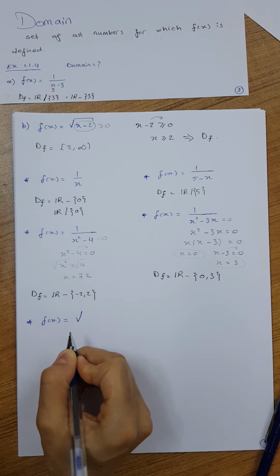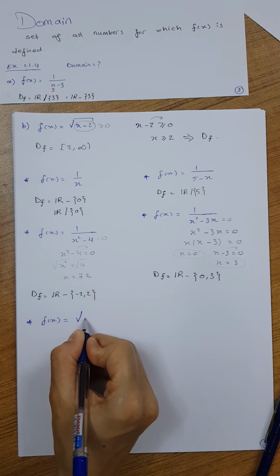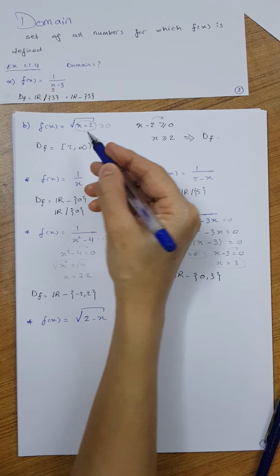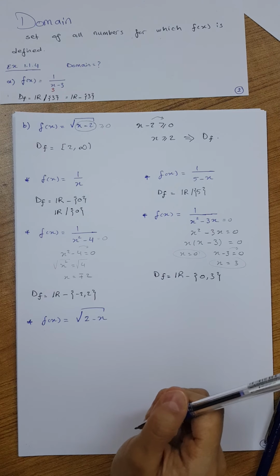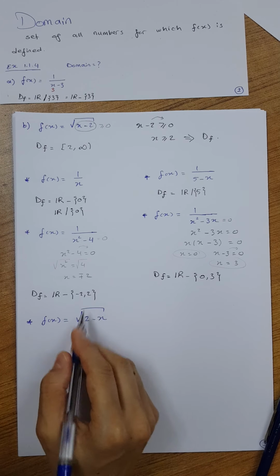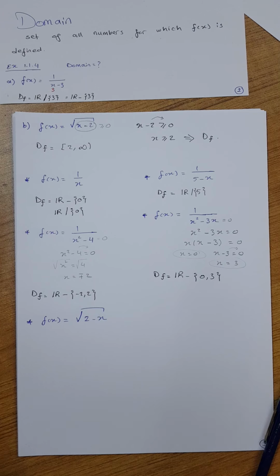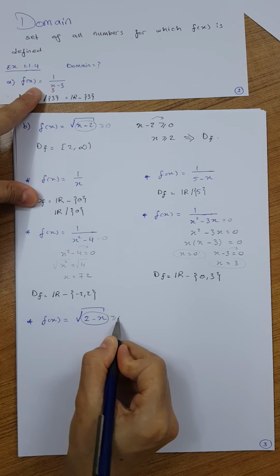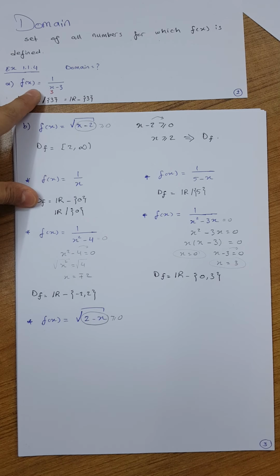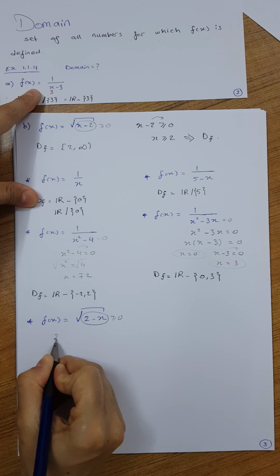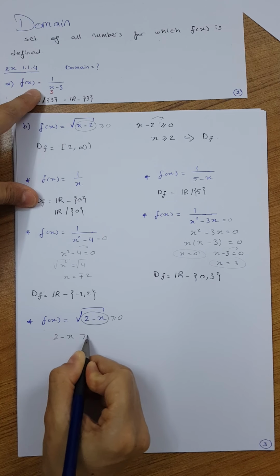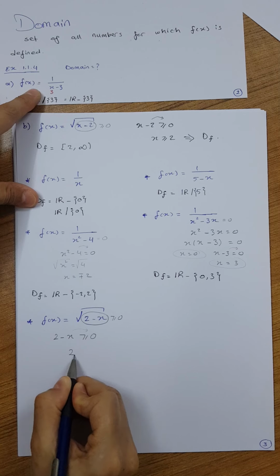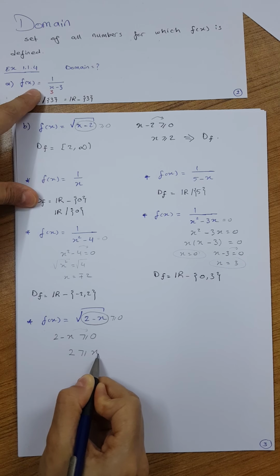f of x is equal to, for example, let's say the square root of 2 minus x. Look here, in the above example I had x minus 2; here I'll give you 2 minus x. Whenever you see a square root, how will we solve that question? We will say the underneath of the root must be something greater than or equal to 0. Okay, so I will solve this one: 2 minus x is greater than or equal to 0. I'll take x to the other side, so 2 is greater than or equal to x.